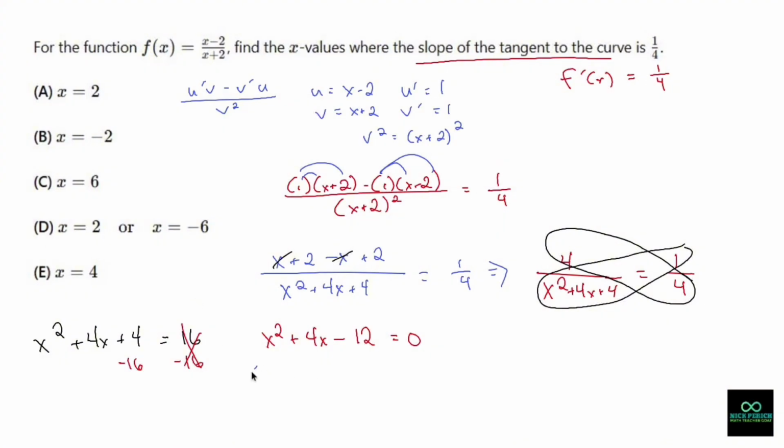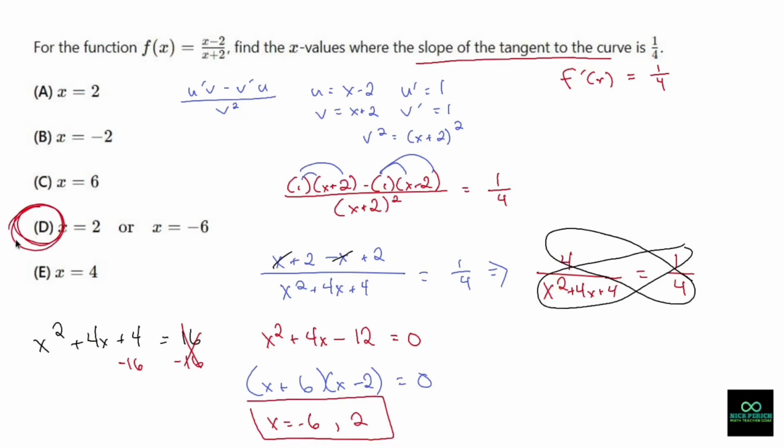That should factor out nicely to (x plus 6)(x minus 2) equals 0, which means our magic numbers are going to be x equals negative 6, x equals positive 2. That's how you do it.